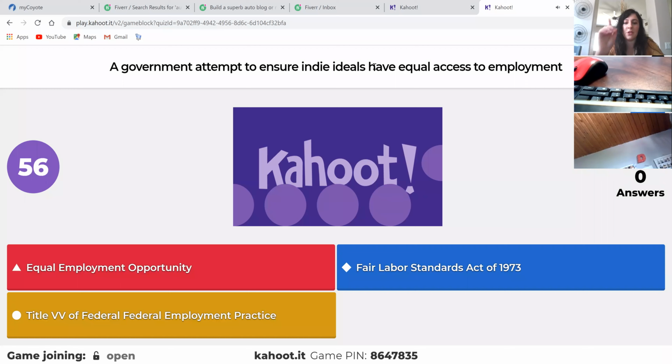That's individuals, just so you guys know. Individuals have access to employment.